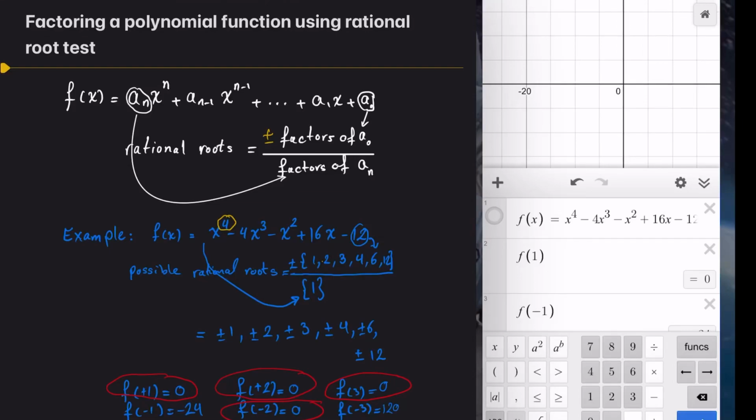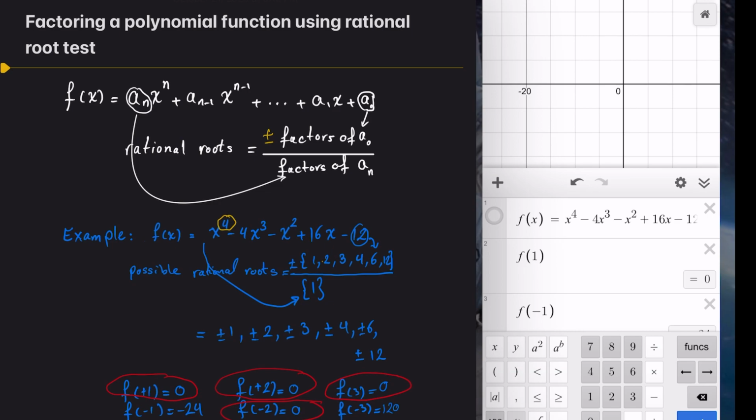Hello everyone. In today's lesson, we're going to be learning how to factor a polynomial function using the rational root test. The rational root test starts with the polynomial in standard form. So what does a polynomial in standard form look like? It goes from the highest exponent of x to the lowest exponent, or the constant term.